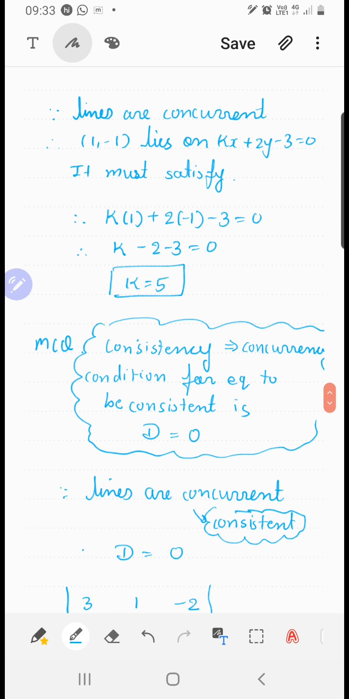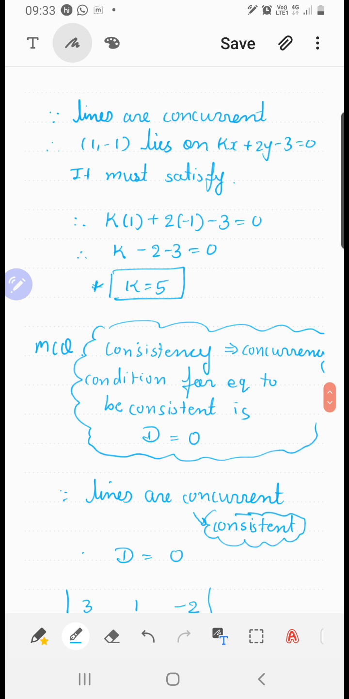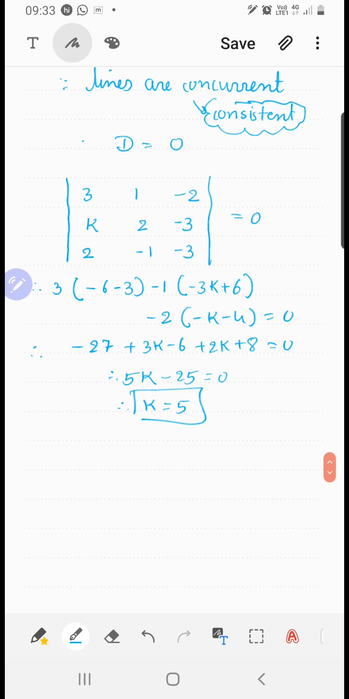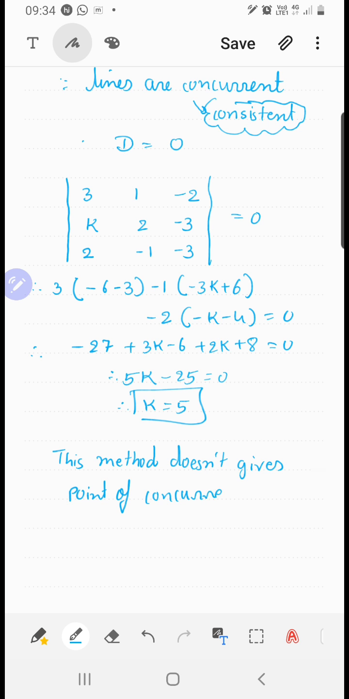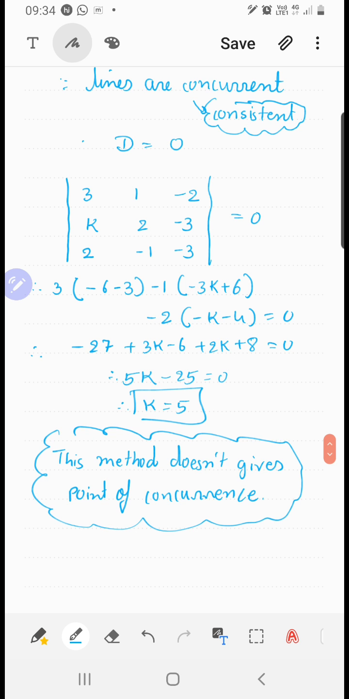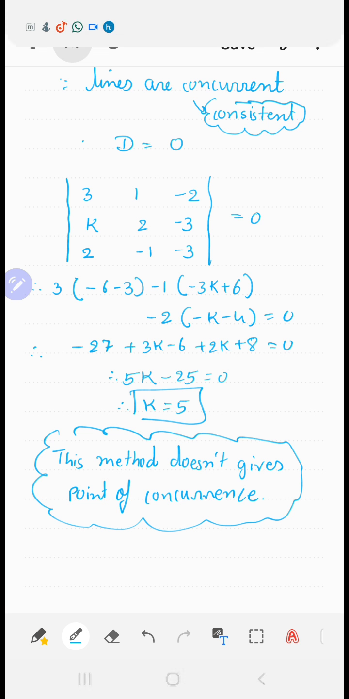So the same result I got as I got here. This is a very fast technique. The only problem with this technique is that this method does not give the point of concurrency, it just gives you the value of k. But in MCQ obviously they want us to find k, so I would prefer this technique. So this is where we come to the end of this note point.